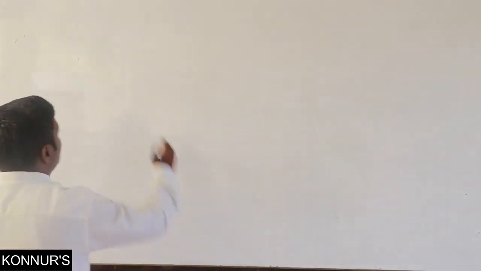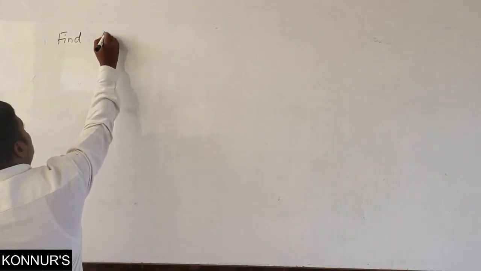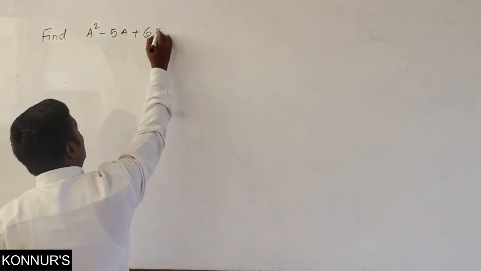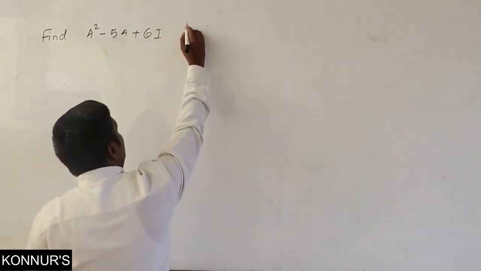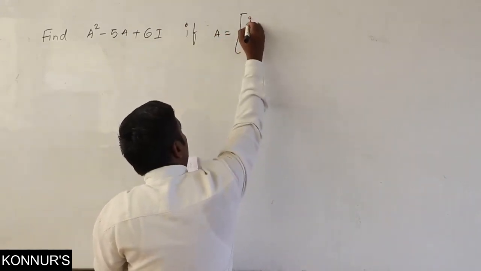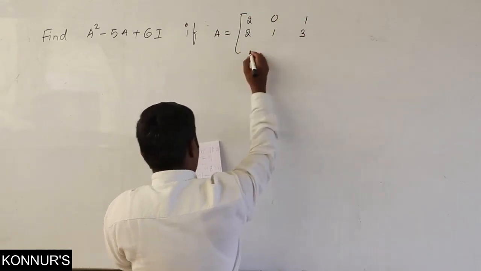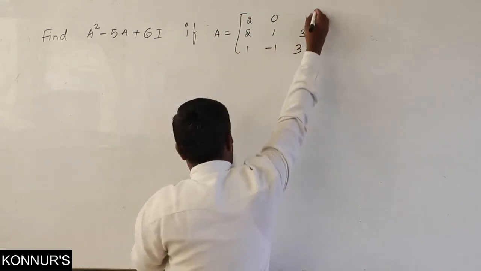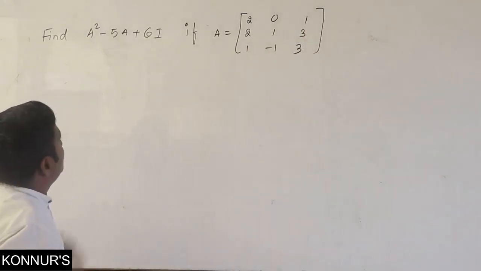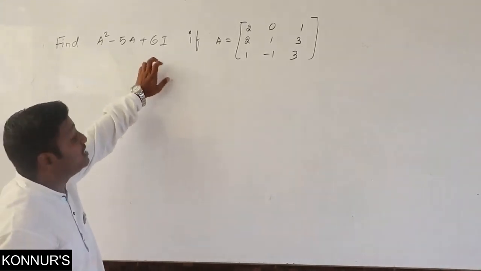Now we will continue with the next question. Find A square minus 5A plus 6I, if matrix A is equal to 2, 0, 1, 2, 1, 3, 1, minus 1, 3. Now, a matrix A is given. We have to find A square minus 5A plus 6I.